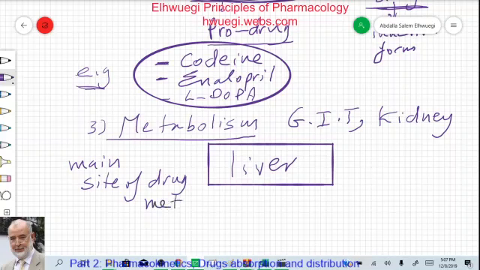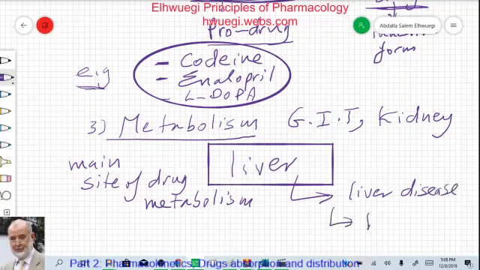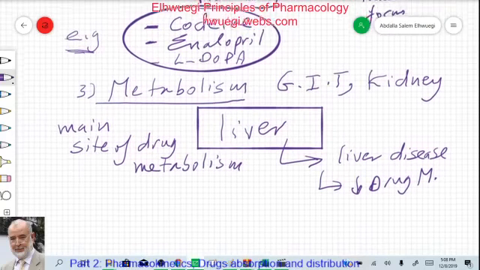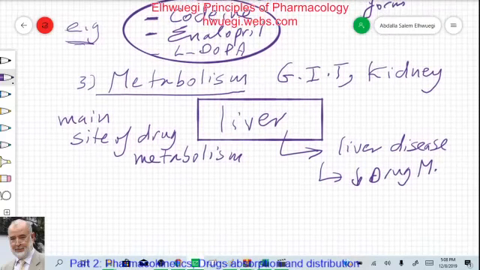Therefore, we expect that if there is a problem with the liver, like a liver disease, drug metabolism will be affected, will decrease. Therefore, drugs which are metabolized in the liver, if there is a liver disease, this will affect drug metabolism.